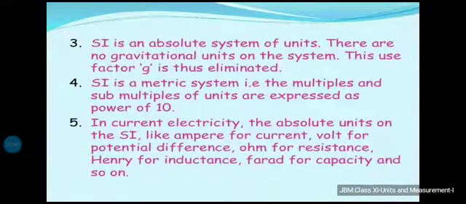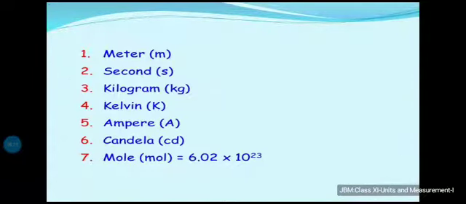SI is an absolute system of units. There are no gravitational units in the system. The use of factor G is thus eliminated. SI is a metric system, that is, the multiples and submultiples of units are expressed as powers of 10. In current electricity, the absolute units in the SI are ampere for current, volt for potential difference, ohm for resistance, Henry for inductance, farad for capacity and so on. These units are so convenient for use.